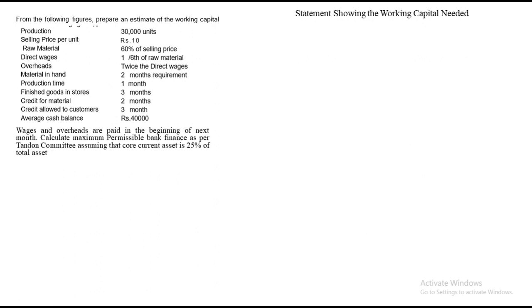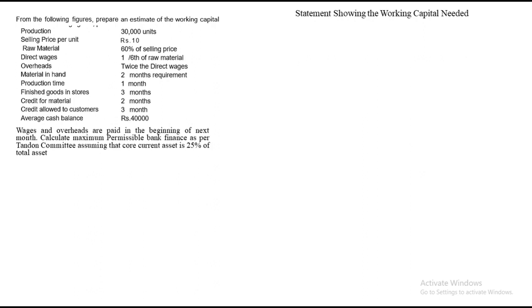So material in hand, production time, finished goods in store. They have given you credit for material, credit allowed to customers, cash balance. And thereafter they said wages and overheads are paid in the beginning of next month, so there's something related to outstanding. Also calculate the maximum permissible bank finance as per Tandon committee, assuming that the core current asset is 25% of total assets. So core current asset is 25%. We'll have to keep that in mind while solving ahead.